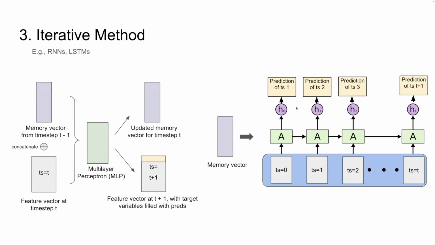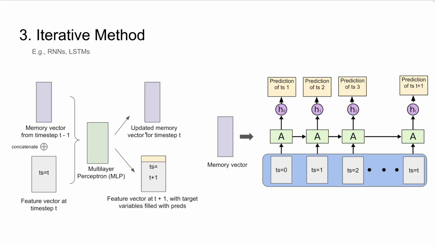So I'll start with some refresher from last week. This is the iterative method, a simplified version of it. Some examples of an iterative method are RNNs or LSTMs. You have a memory vector, which is thought to summarize all the information from the past. You concatenate it, or do some other kind of operation, with your feature vector from the current time step, and you feed it into a neural network and expect two outputs.